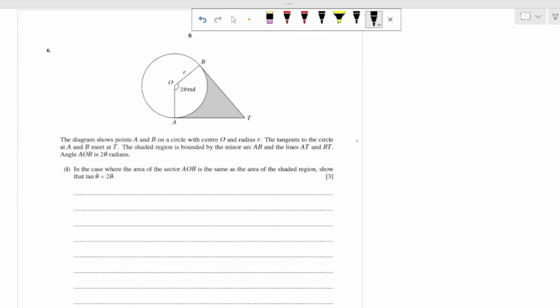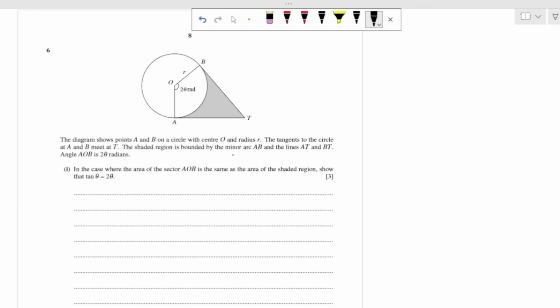On to question number 6, a question about radians. The diagram shows points A and B on a circle with center O and radius R. The tangents to the circle at A and B meet at T. The shaded region is bounded by the minor arc AB, and the lines AT and BT. Angle AOB is 2 theta radians.